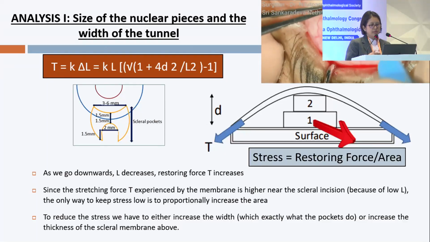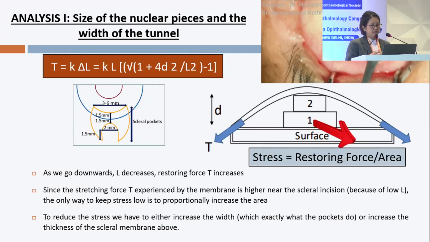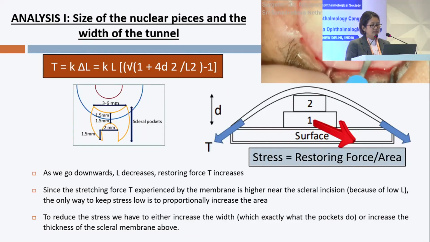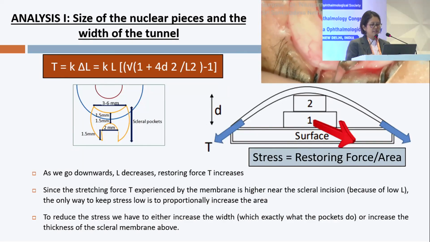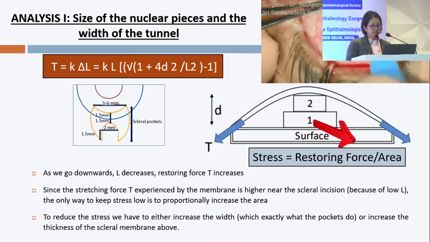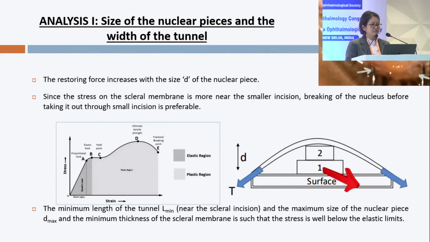Now as you go behind, you will feel that as the L decreases, the restoring force T increases. Since the stressing force T experienced by the membrane is higher near the scleral incision, the only way to keep it low is to proportionately increase the area, which we have done by making the pockets on either side. Now we'll analyze the width of the tunnel. Since the restoring force increases with the size D of the nuclear piece, you cannot bring out the nucleus in toto, you have to divide it.